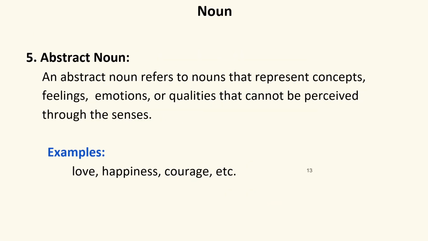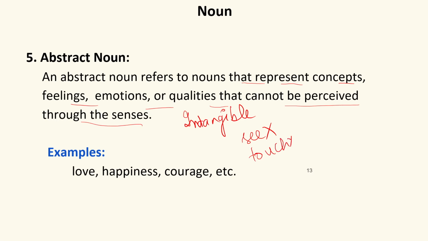Well, now we have abstract noun. So abstract nouns are actually the emotions, the feelings that arise out of us. An abstract noun refers to nouns that represent concepts, feelings, emotions, or qualities that cannot be perceived through the senses. Or you can say those are intangible in nature, which we cannot see, which we cannot touch, but which we can feel. That is an abstract noun. For example, love, happiness, courage, etc. All these are abstract nouns.